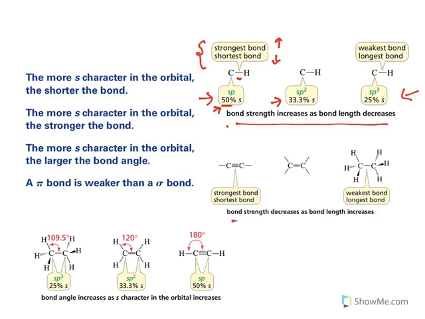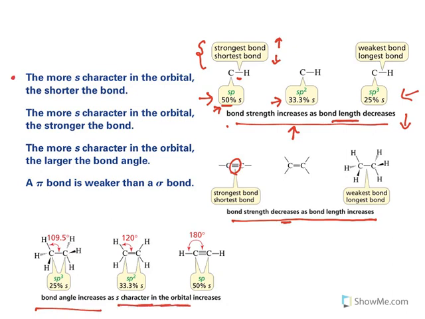Now, the other things: bond strength decreases as bond length increases. So, these points you need to remember. Bond strength is increased as the bond length is decreased, whereas bond strength decreases as the length is increased. So, length will determine the strength. If the length is decreased, it is a stronger bond. You can see in triple bond. The other things, bond angle is different. Bond angle increases as S character in orbital is increased.